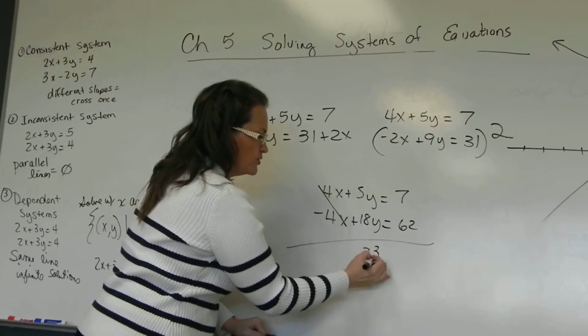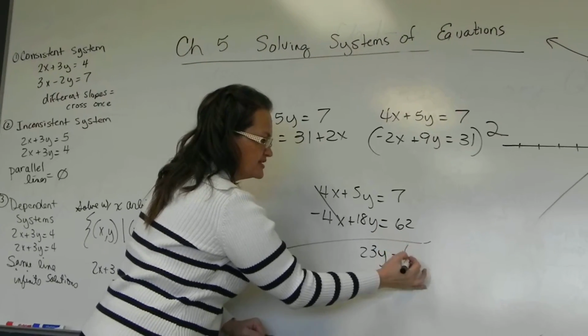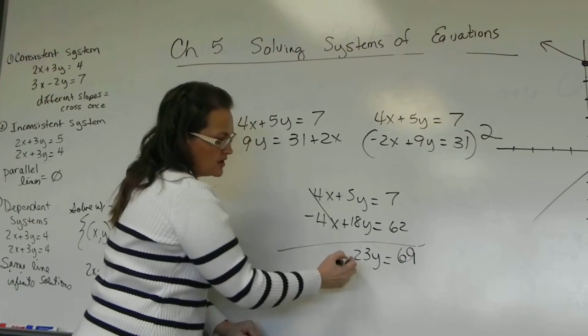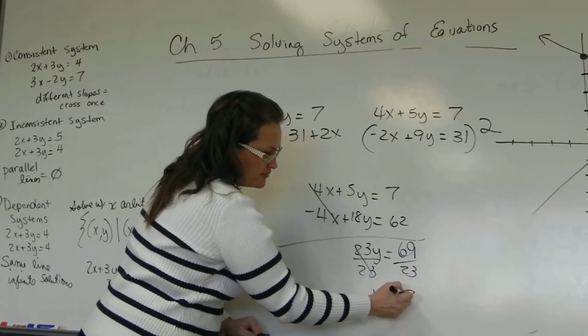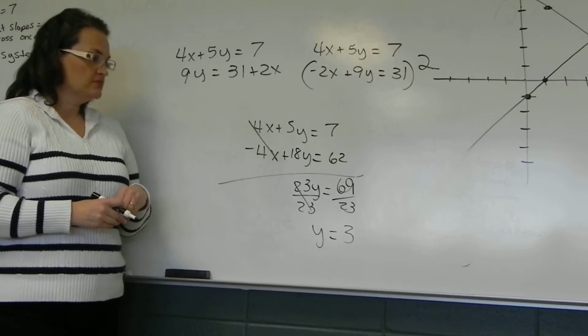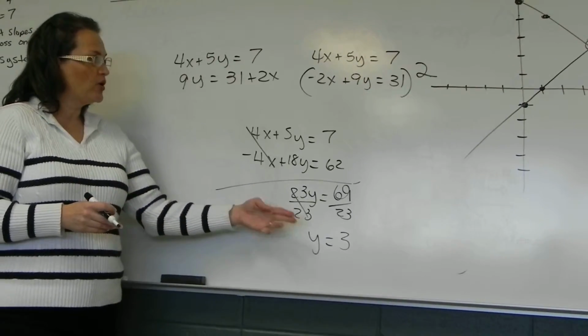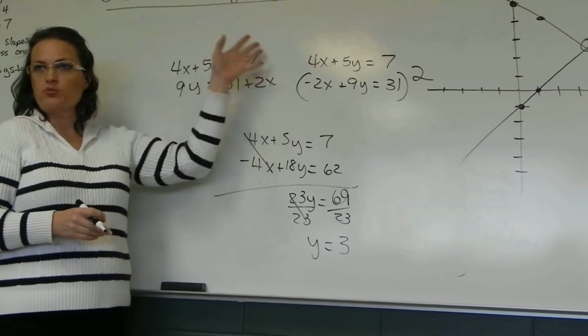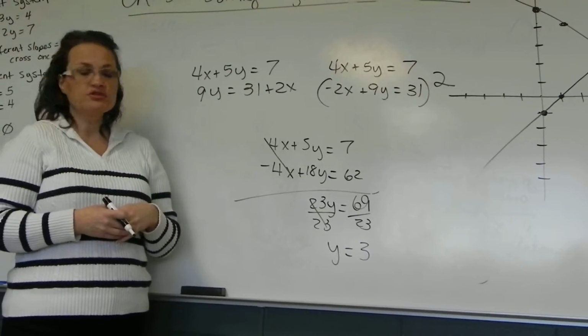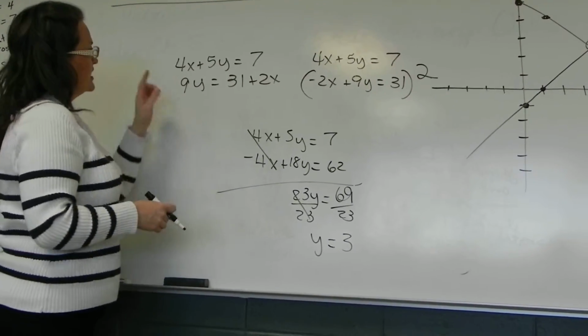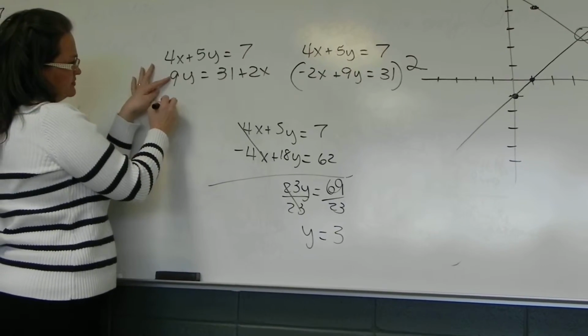That's 23y equals 69. Divide by 23, and you've got your y solution of positive 3. Then you need its x counterpart. Again, you go back up to one of your former equations, any former equation. To get that, you'll have to solve a little bit. Let's say I use this equation.